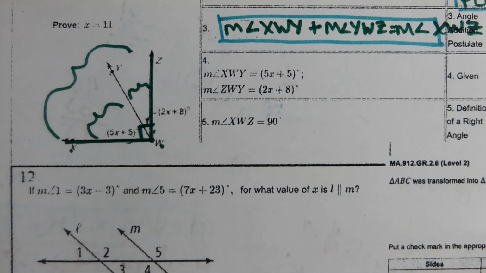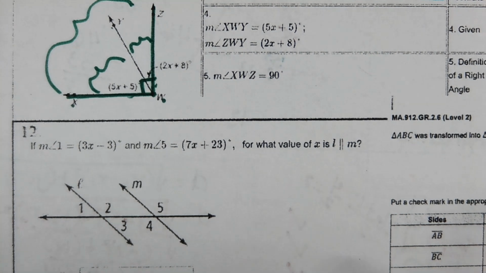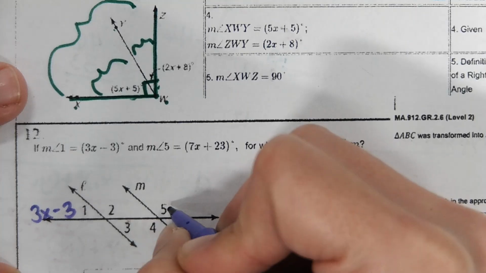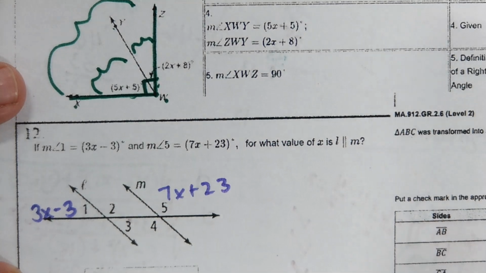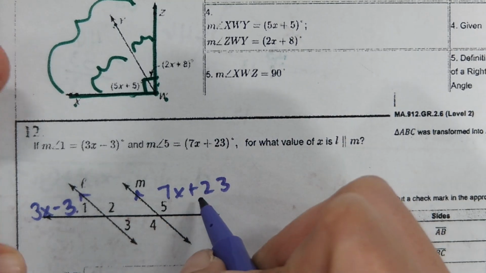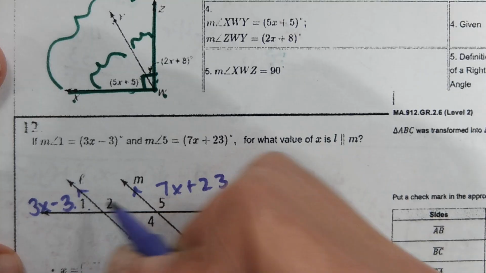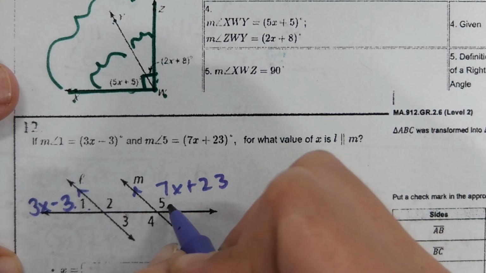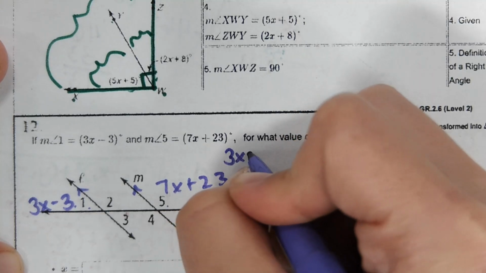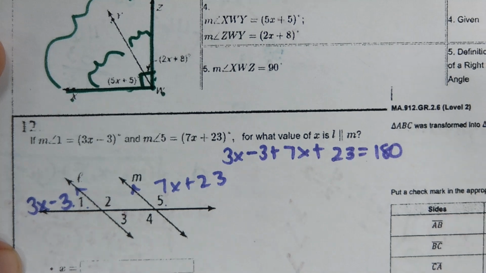Okay, then number 12 here. It says measure of angle 1 is 3x minus 3. Measure of angle 5, 7x plus 23. What is the value of x if L is parallel to M? Well, if these are parallel, then all these angles are either equal or supplementary. I look at angle 1 and 5. One's acute, one's obtuse. So these are supplementary. So we can say 3x minus 3 plus 7x plus 23 equals 180.